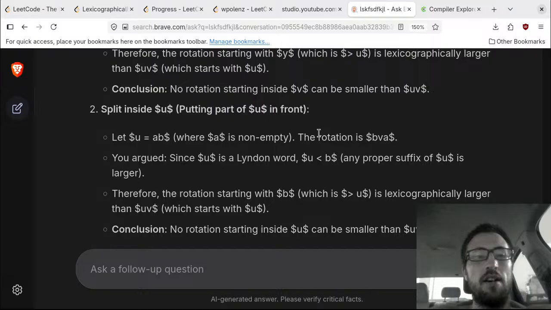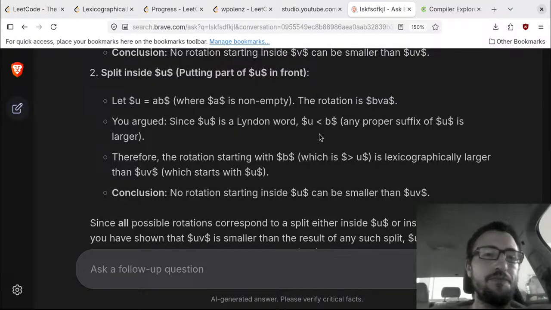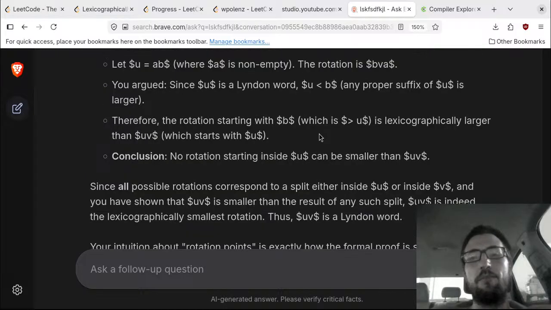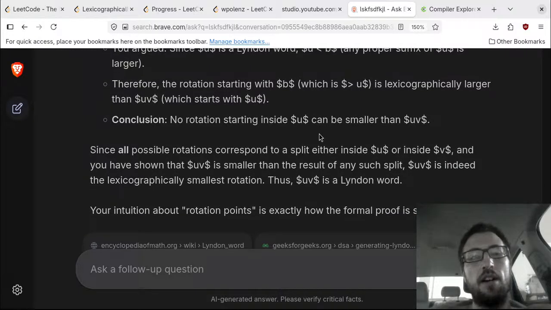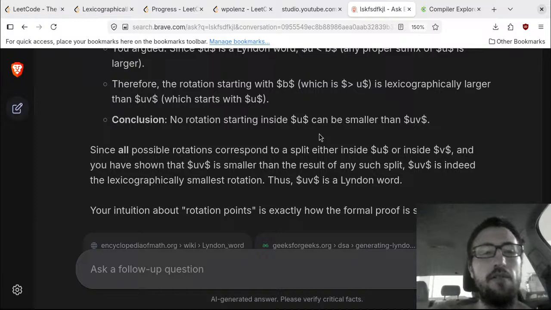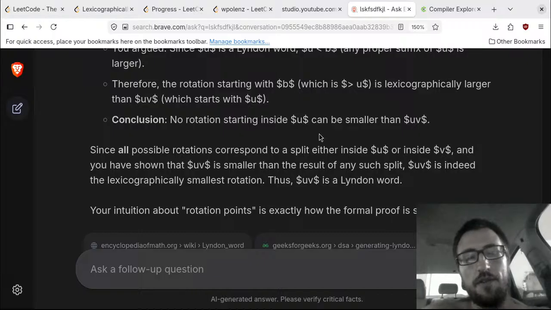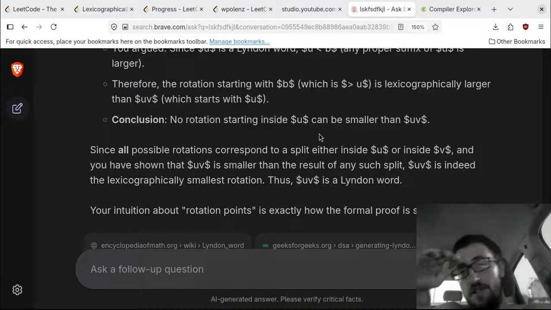Split inside U, and U equals AB, the rotation is BVA. You argued since U is a Lyndon word, U is less than B, therefore the rotation starting with B is lexicographically larger than UV, which starts with U. No rotation starting inside U can be smaller than UV. All possible rotations correspond to a split either inside U or inside V, and you have shown that UV is smaller than the result of any such split. UV is indeed the lexicographically smallest rotation, thus UV is a Lyndon word. Your intuition about rotation points is exactly how the formal proof is structured.